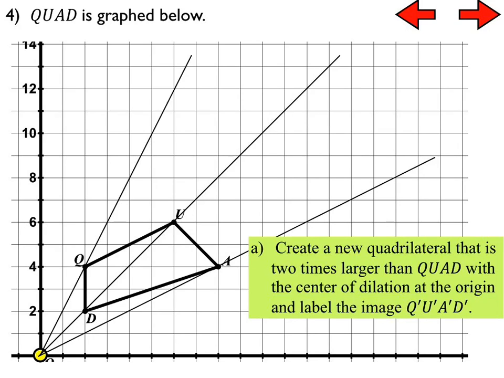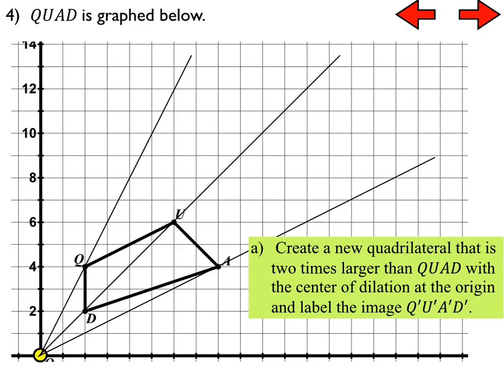Now what we are supposed to do is create an image that is twice as big as that one. Or in other words, the sides are two times larger. So each side will be 2 times as long as it is here. But not only that, the distance from the vertex will also be twice as far.